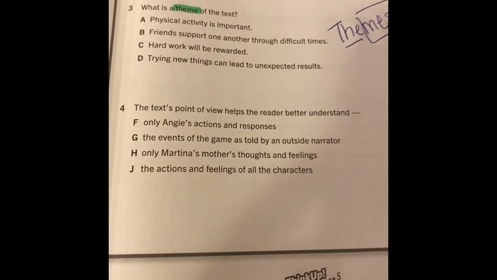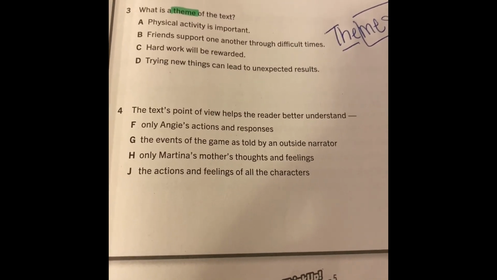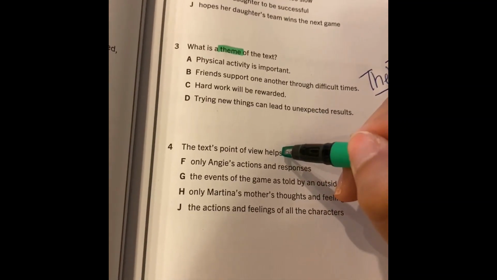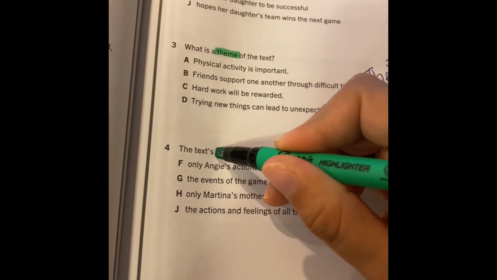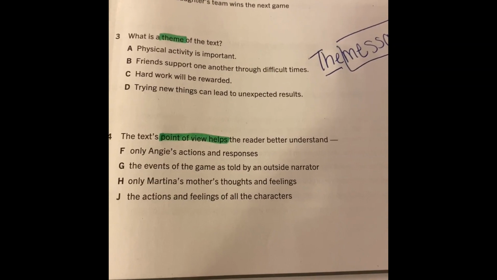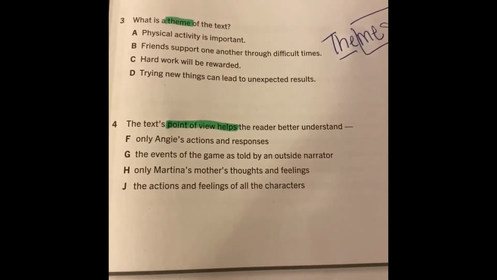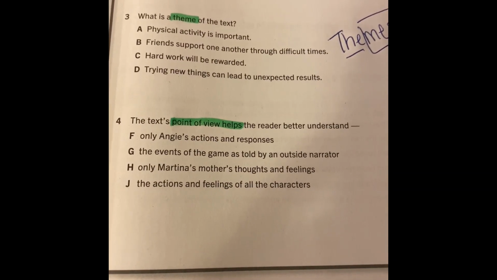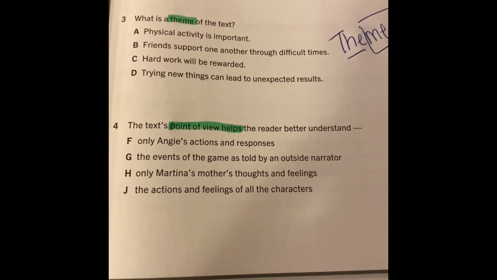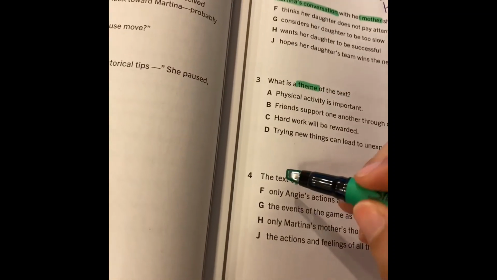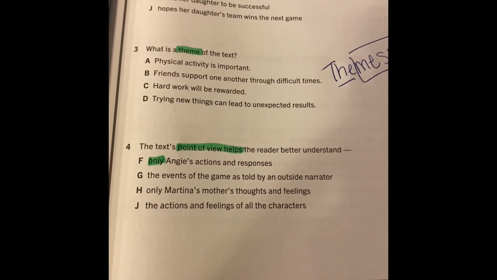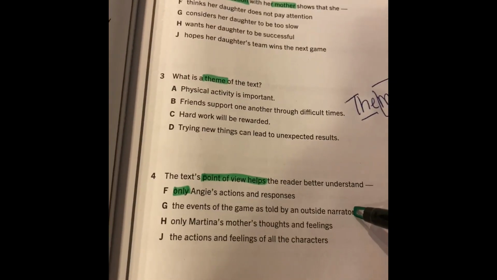The last one for today, number 4, the text's point of view helps the reader better understand. So think about the point of view. Who is telling this story, okay? And how does that help us understand? Or what does it help us understand? F, only Angie's actions and responses. My key word, only. G, the events of the game as told by an outside narrator.